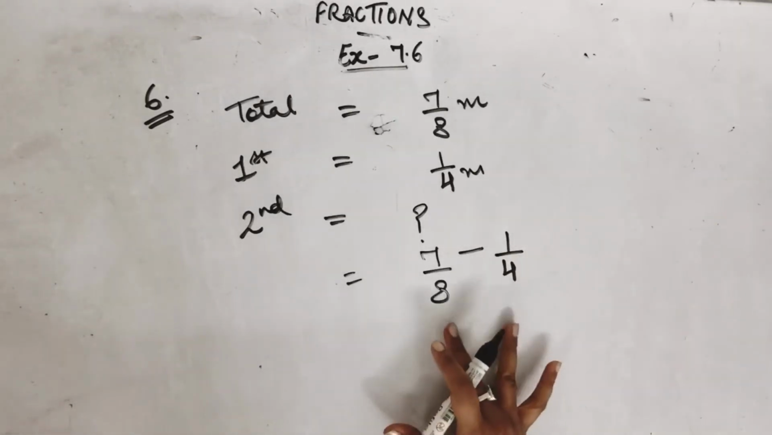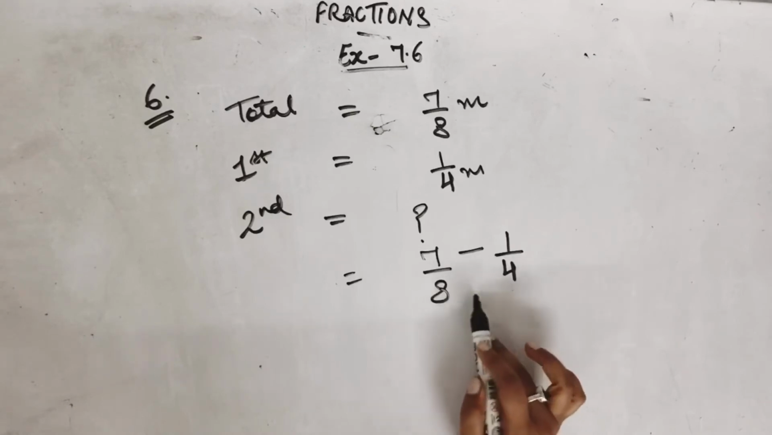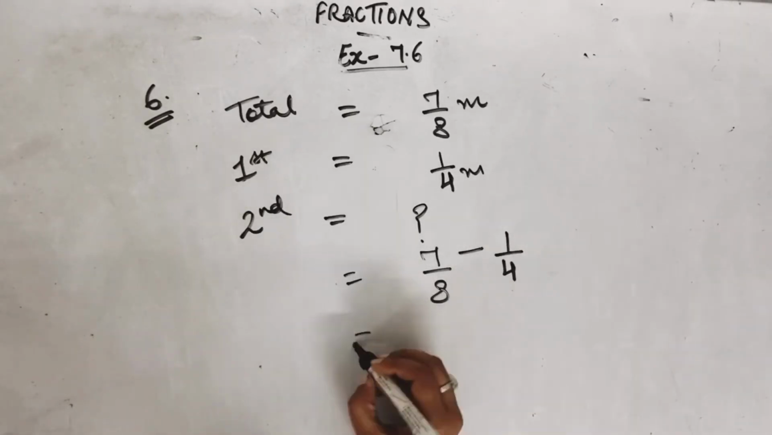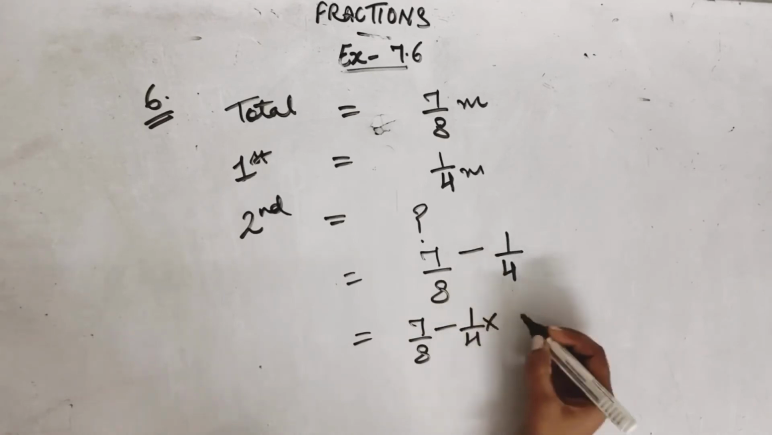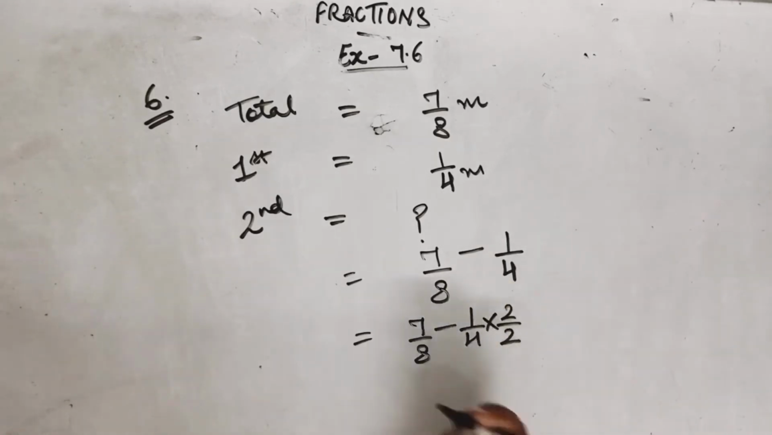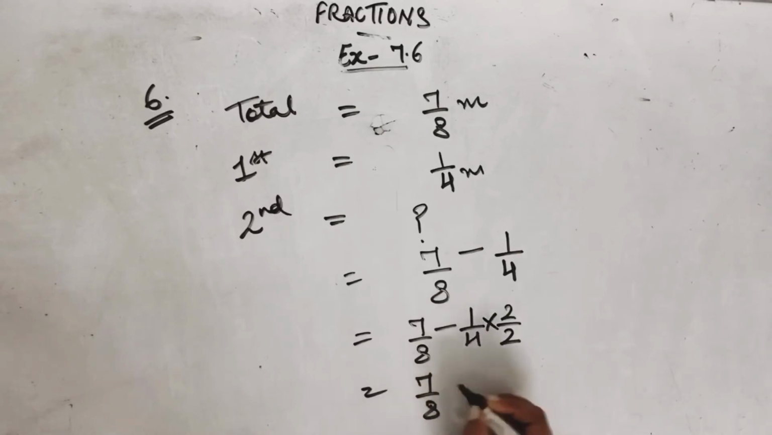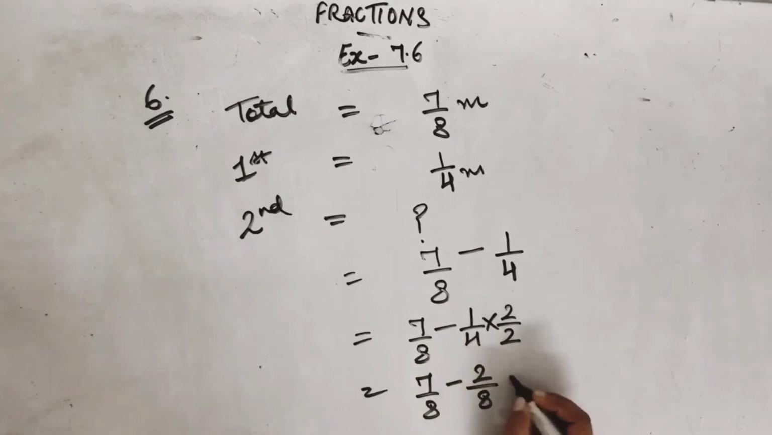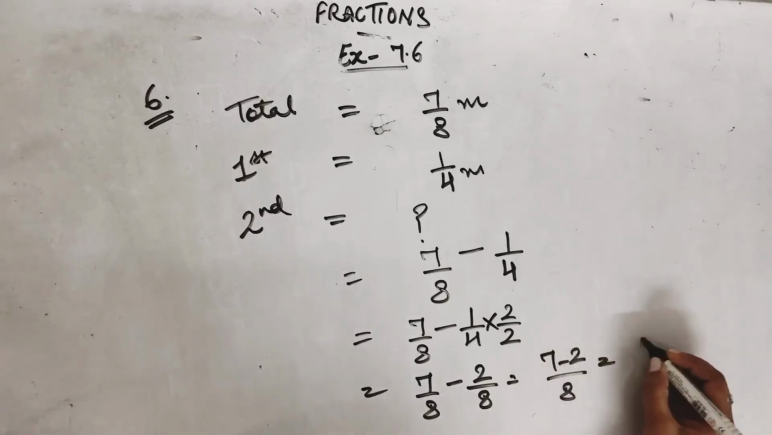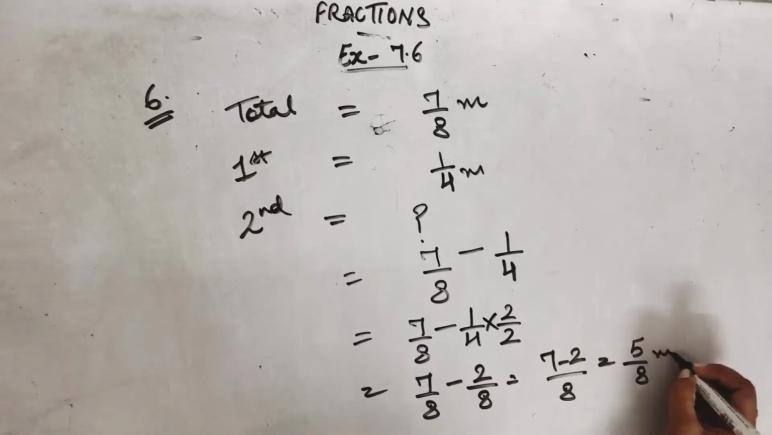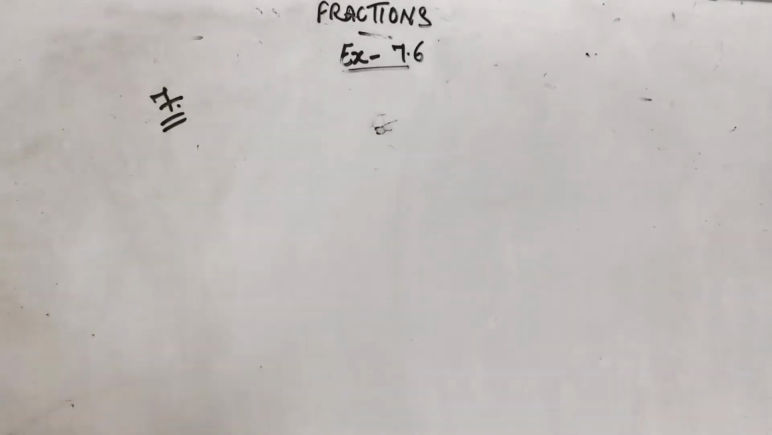Convert them into like fraction. LCM of 4 and 8 will be 8. 7 by 8 minus 1 by 4 को 8 में convert करना है. It will be 7 by 8 minus 2 by 8 means 7 minus 2 by 8, that is 5 by 8 meters.